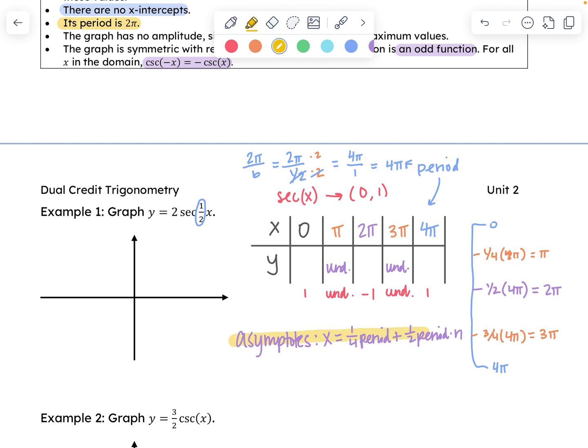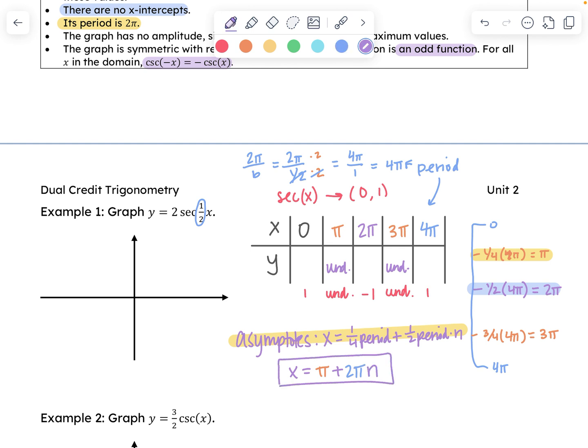So if I'm looking for a fourth of my period, well, I just found that to try and fill in my table. A fourth of my period was pi. So x is going to equal pi plus, and then I also had to find half of my period to fill in my table. Half of my period was 2 pi, and that's the part that I multiply by the n. So there's the equation for any asymptote in my domain. I would just put an integer in for n. So I could plug 1 in for n, or 2, or 3, or 4, or 5, or -1, -2, -3, -4, and -5.